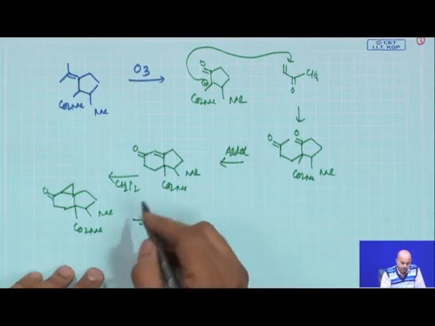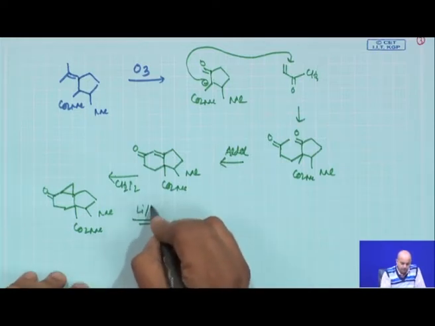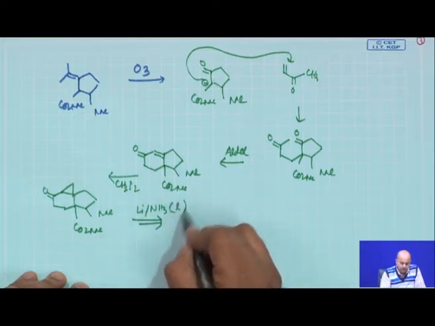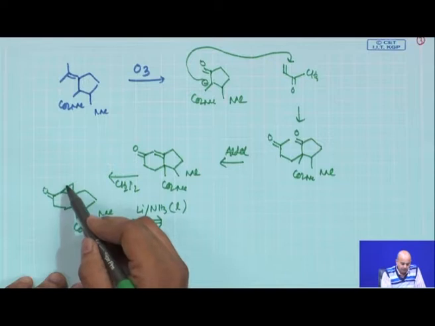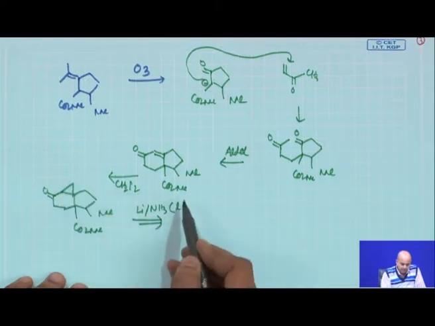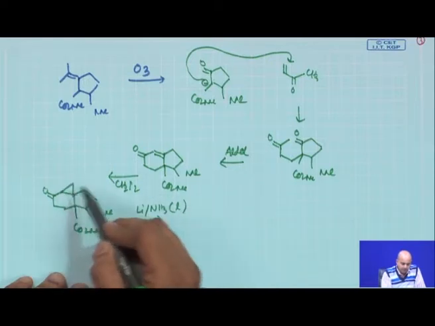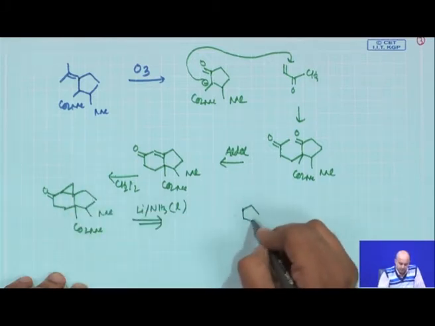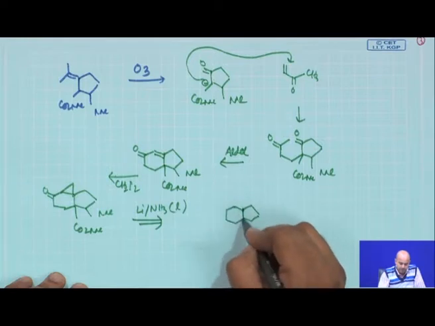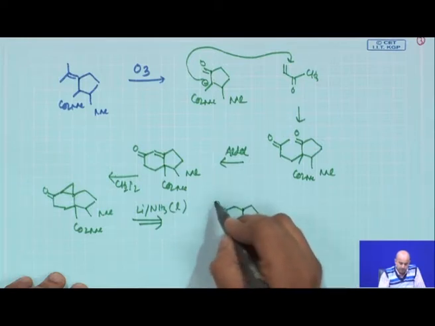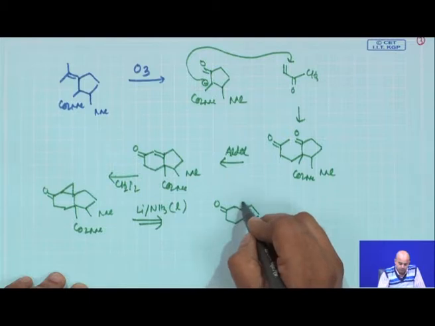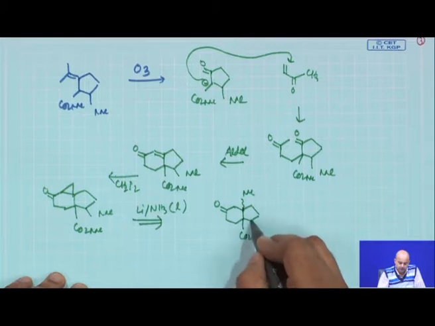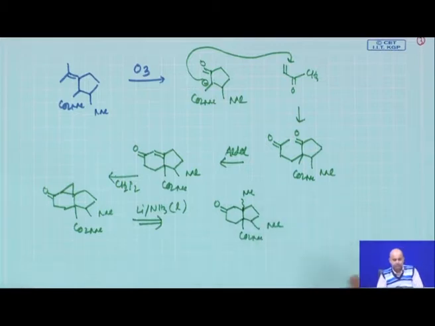Now, what you do? You just do a Birch type of reduction, lithium in liquid ammonia or sodium in liquid ammonia, and then you ensure that this single electron cleaves this bond, which I explained earlier, to yield the compound which is now the desired molecule you are looking for. The methyl comes here, the CO2Me is there, and this methyl is here.